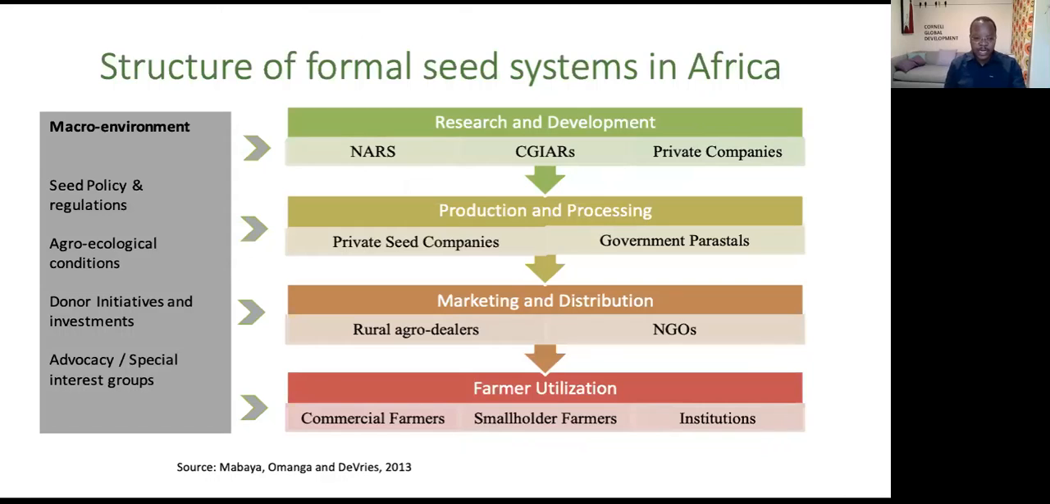Marketing and distribution is done by rural agro dealers and non-governmental organizations, including Catholic Relief Services and Red Cross, and then your farmer utilization. The thing that I want to point out is that all these different players have different incentives. Some of them are philanthropists, some of them are politicians, some of them are private sector players that are trying to maximize profit. So it's very, very hard to coordinate a system like that.